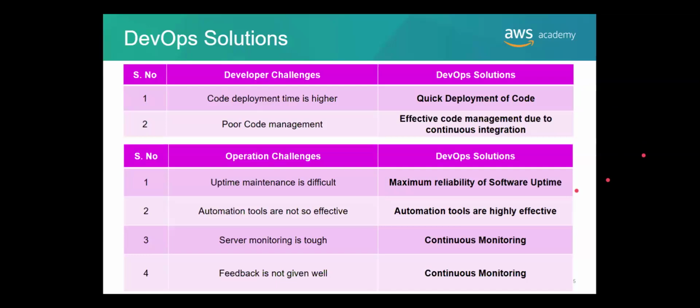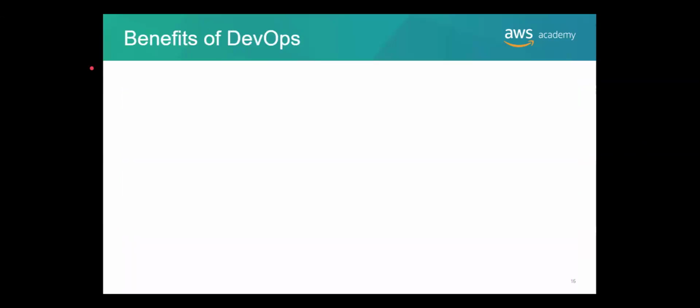Next one, automation tools are not so effective. Now here the automation tools are highly effective. Server monitoring is tough; now there is continuous monitoring. Feedback is not given well; again, DevOps is providing continuous monitoring and feedback. Whenever you change something, it immediately reports it and sends you the result. So DevOps becomes a solution for both the developer challenges and the operational challenges.